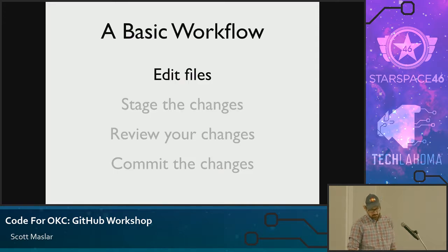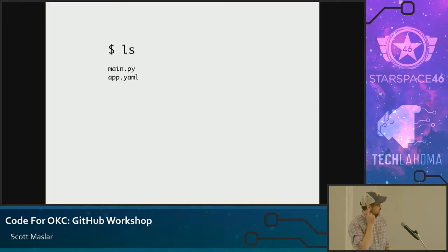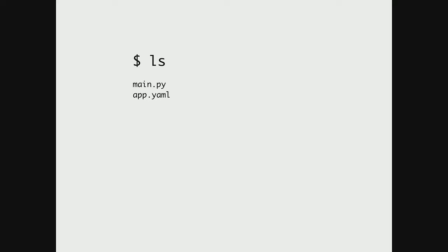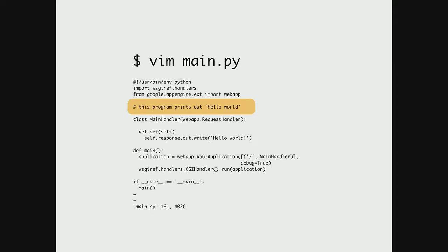All right, so first step, we're gonna add some files. So we already have a repository, right, that has a couple of files in it. I'm just showing you what they are here. We have a main.py and an app.yaml. We don't have to care that it's Python. All right, so we opened up that file and we're adding some information to it. We're adding a comment that says that it's just a hello world program.